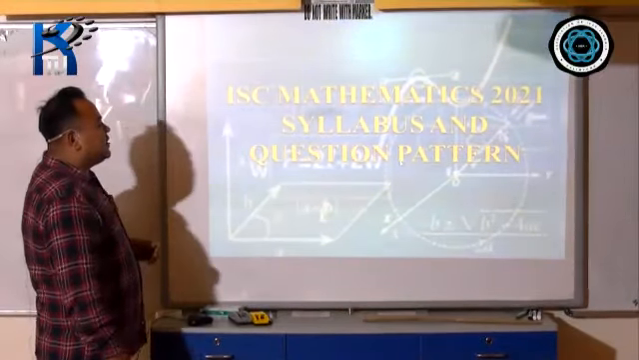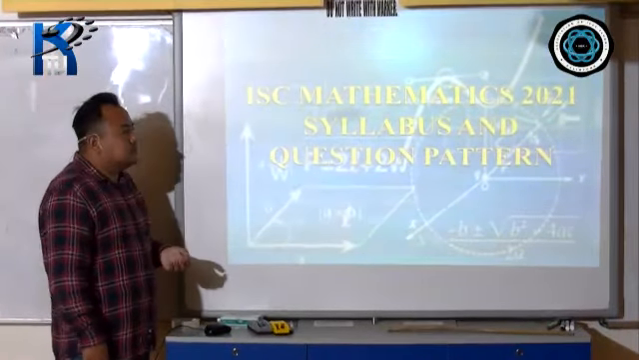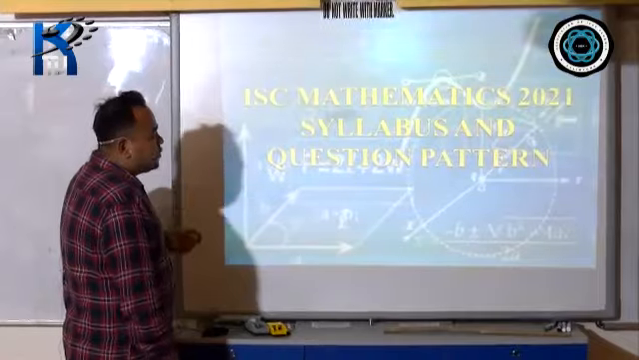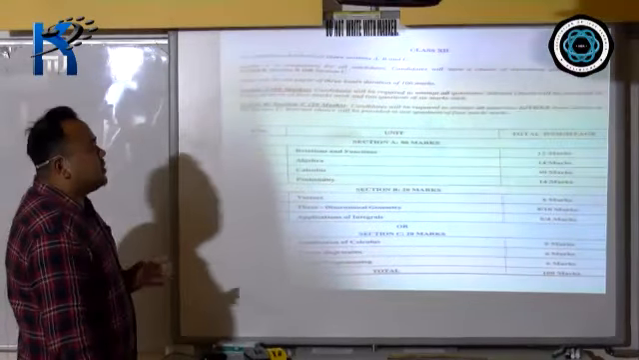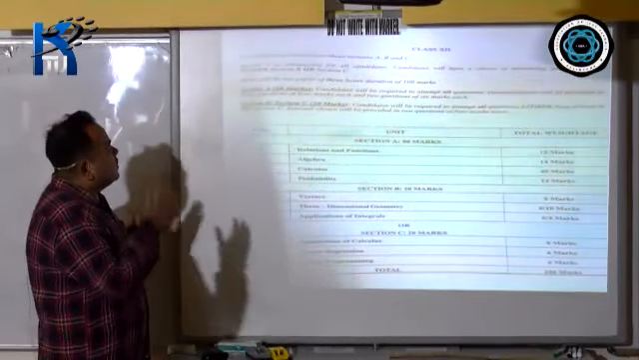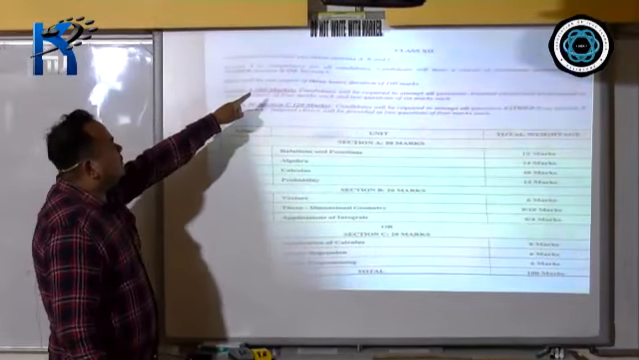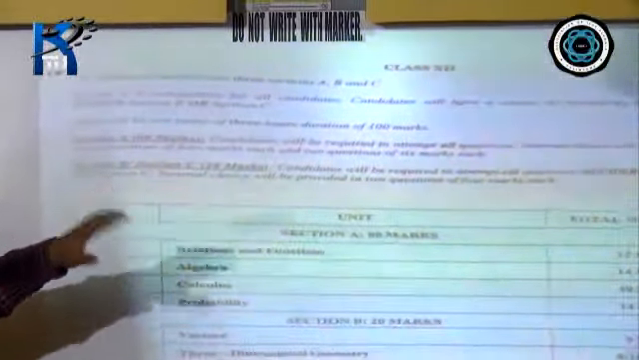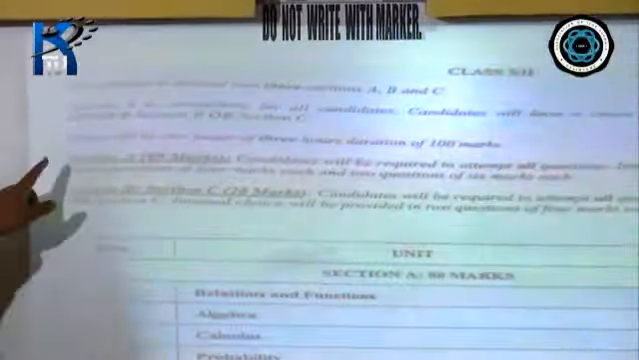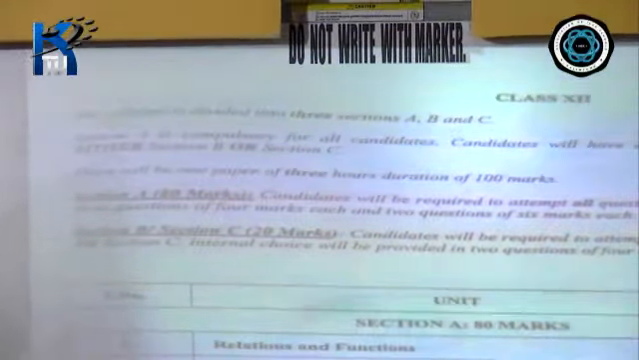As I have already told you, first we are going to discuss the syllabus and question pattern for the year 2021. As you can see, ISC Mathematics is of 100 marks. There is no project. It is split into three sections. Section A is compulsory for all candidates. Candidates will have to choose between attempting questions from either section B or C. So you either choose B or C. That is up to you.